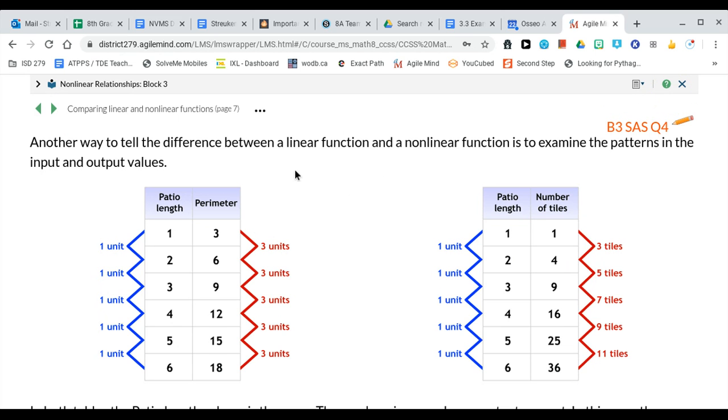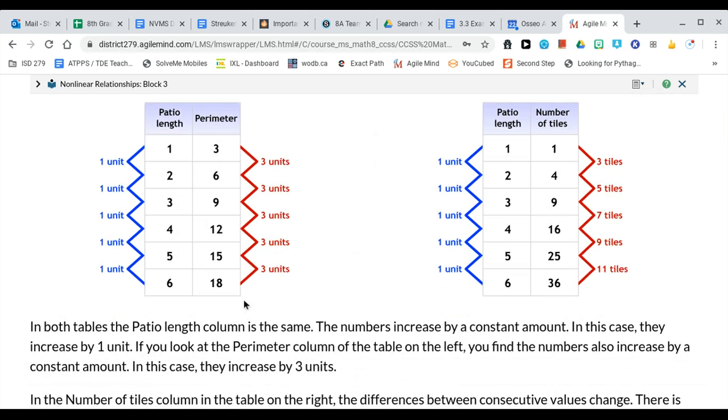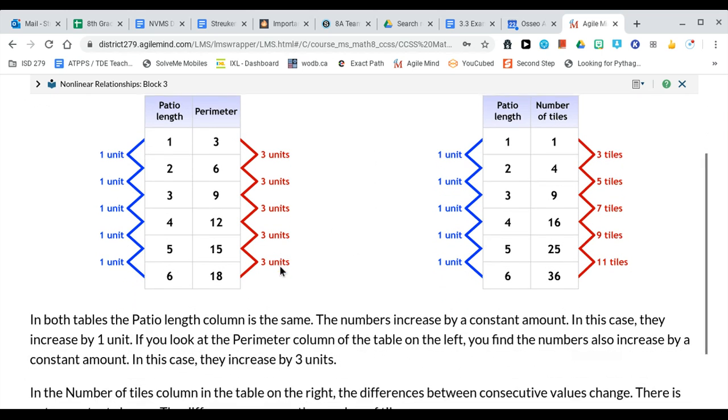Another way to tell the difference between a linear function and a nonlinear function is to examine the patterns in the input and output values. In both tables, the patio length column is the same. The numbers increase by a constant amount. In this case, they increase by 1 unit. If you look at the perimeter column on the table on the left, the numbers also increase by a constant amount. In this case, they increase by 3 units.